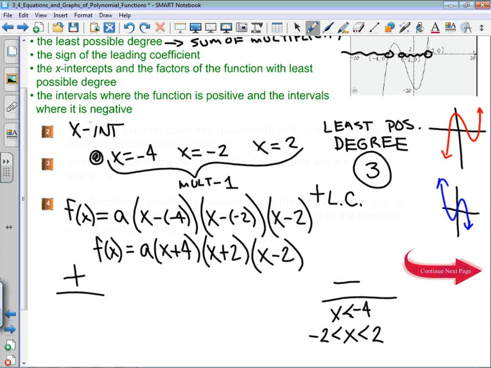The function is positive during the red sections, so that's in between these two, and it's from +2 to infinity. So I'm going to write that as x is greater than +2, and then my other interval is going to be that x is greater than -4, but less than -2.